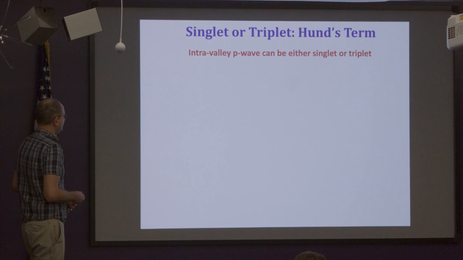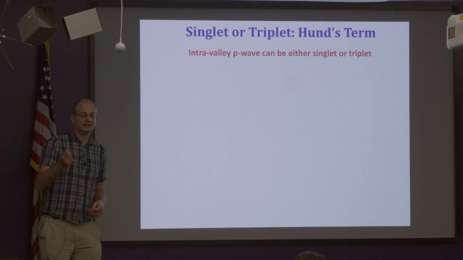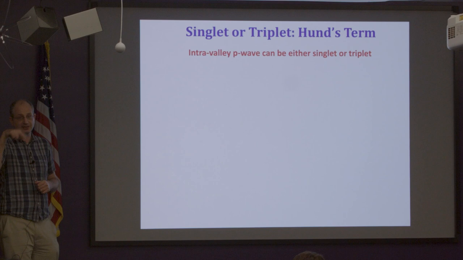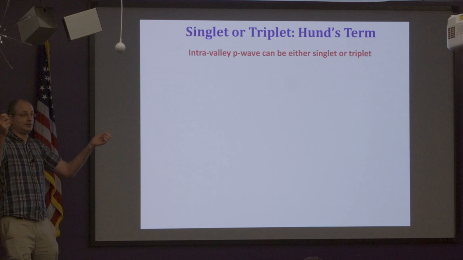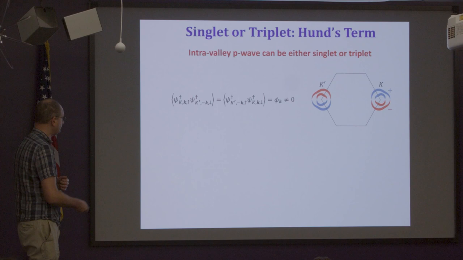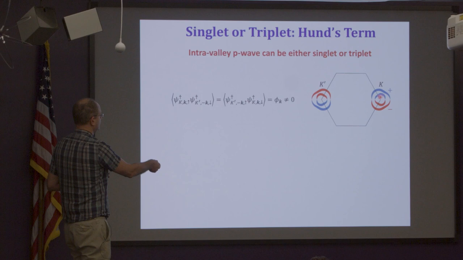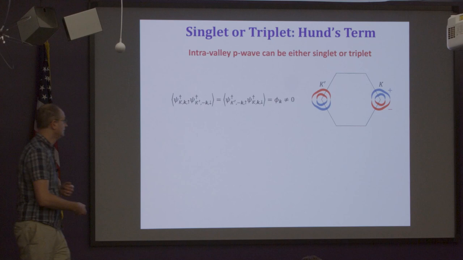Notice a subtlety here. I've loosely called this state intra-valley p-wave, because if I only look at the order parameter within one valley, it definitely has angular momentum one. But this state can actually be either singlet or triplet. And as we discussed before, if you neglect the inter-valley Hund's coupling, these two states are actually degenerate with each other. The reason is that singlet versus triplet is related to whether the sign of the order parameter is the same or opposite in the two valleys, so that's independent of the shape of the order parameter within a single valley.